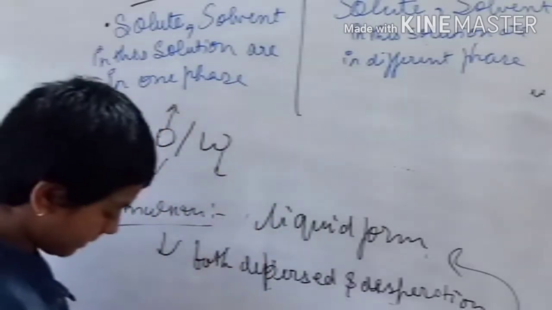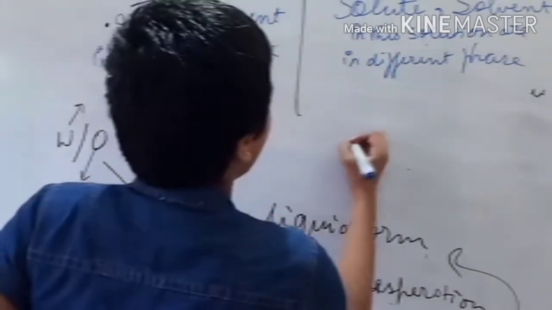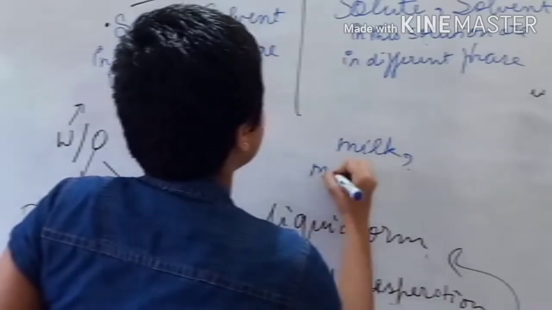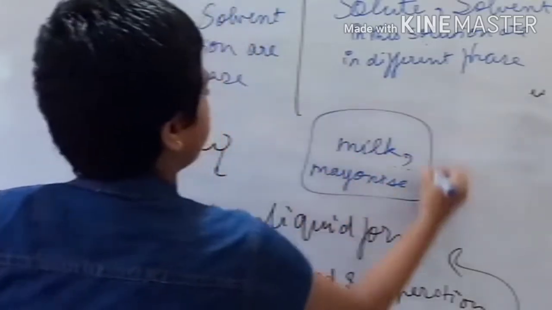And now the examples will be milk and mayonnaise. Milk and mayonnaise, both in daily life. Very good, Tisha. Okay, and now you can go. Thank you, children.